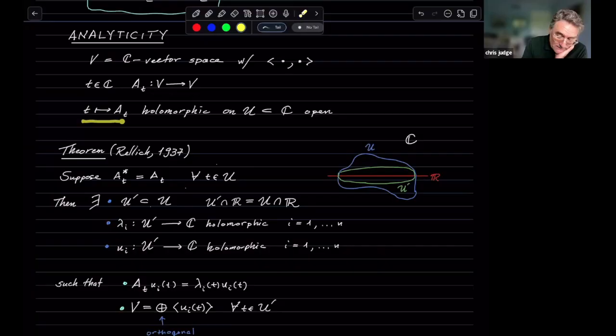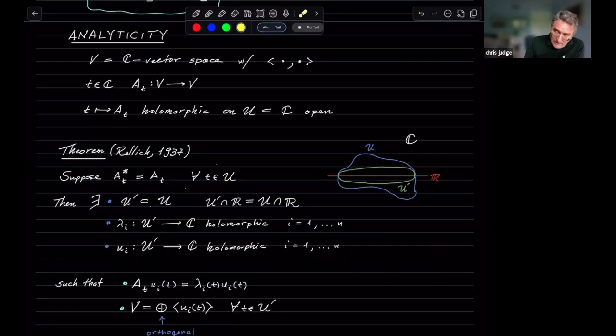And we're assuming that the family t goes to A(t) is holomorphic on some open set. So here's my open set U in the complex plane. Of course, what this means, if these are matrices, is that all the entries depend holomorphically on t. And in general, you can use the inner product to define projections, and you want each one of those projections to be holomorphic.